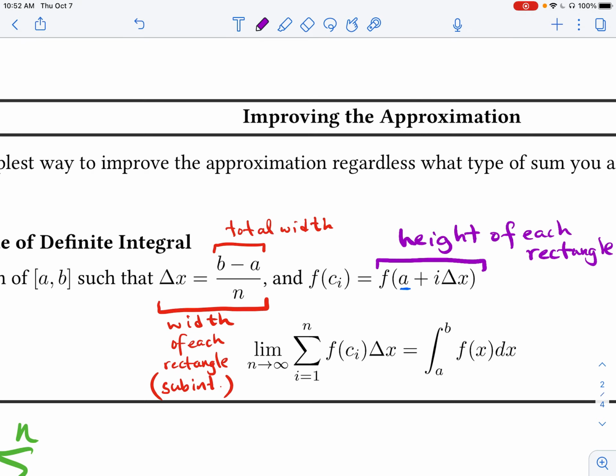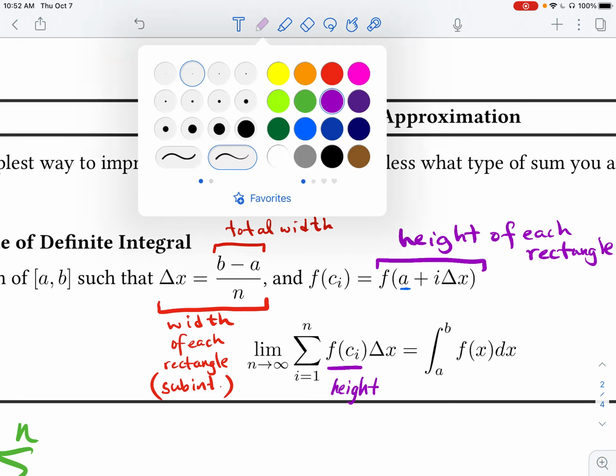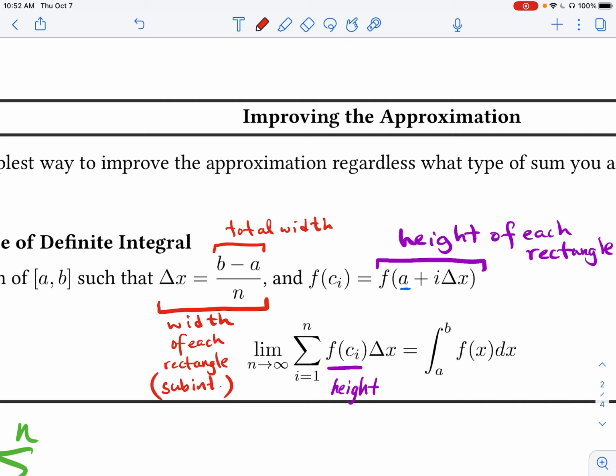So what we're effectively doing is finding the height times the width, which is going to give us the area of each one of our rectangles. Because if we do height times the width, we get the area of each of these rectangles. And this sigma notation indicates that we are going to add up the area of each rectangle.